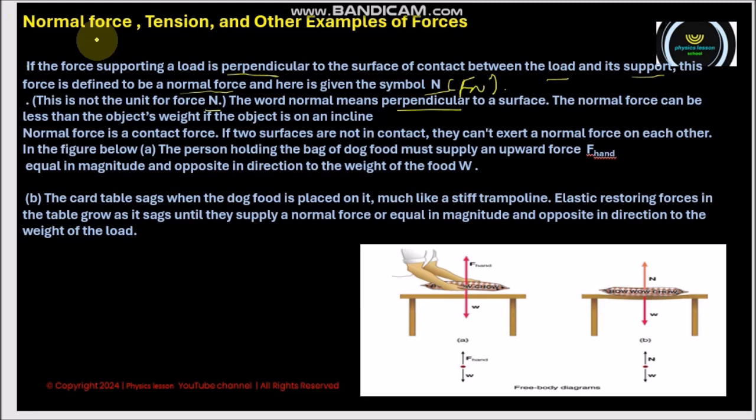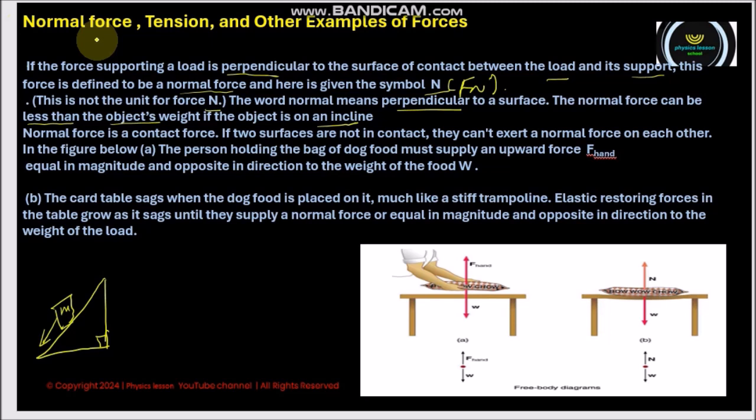The normal force can be less than the object's weight if the object is on an inclined plane. An inclined plane means just like this. This is an inclined plane. If this object, let me say, has a mass m, in this case the normal force is less than the object's weight because it slides. We will see in the future.